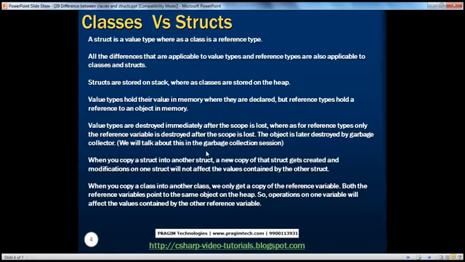So let's go back to the other differences. Value types are destroyed immediately after the scope is lost, whereas for reference types, only the reference variable is destroyed after the scope is lost, but the object is later destroyed by the garbage collector. When you copy a struct into another struct, a new copy of that struct gets created, and modifications on one struct will not affect the values contained by the other struct. This is another important difference between value types and reference types. What will happen when you copy a value type and what will happen when you copy a reference type? Let's look at that example.